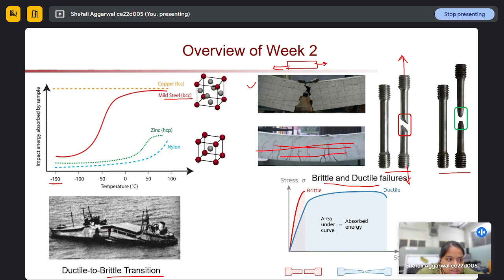This is one example of ships which suddenly failed, and when they checked the cause of the failure, it was shown that because of the very low temperature in the water or in the area, there was a ductile to brittle transition and the ship failed. The temperature at which the slope of this curve, imagine at this point, this is the slope, any temperature at which this slope has the maximum value will be called the ductile to brittle transition temperature. Okay.